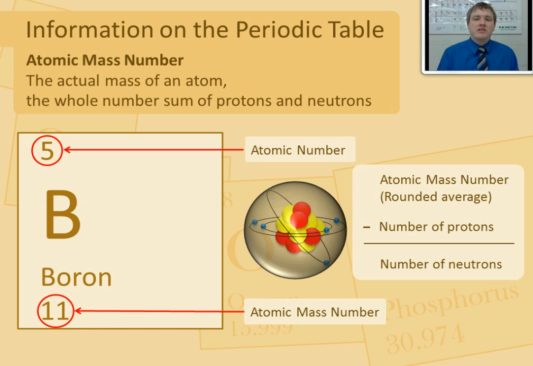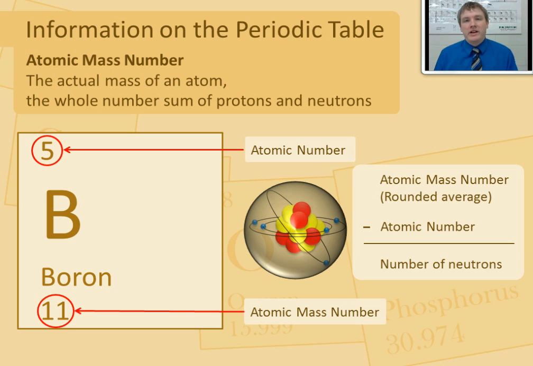Remember, the number of protons is really easy to find. It's just the atomic number. So here's how you find the number of neutrons. You simply take the atomic mass number, and one way to do that is to round off the average atomic mass to the nearest whole number, and then subtract from that mass number, which is the total mass of the atom, the number of protons. When you subtract out the mass of the protons, you're left with the mass of the neutrons, which is the same as the number of neutrons.